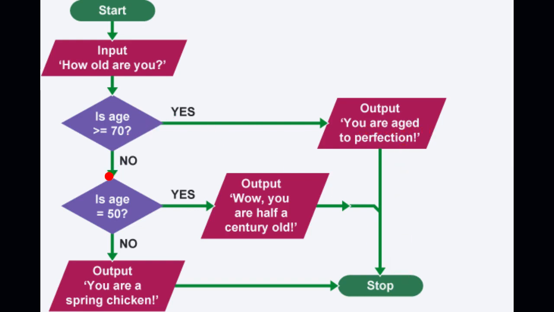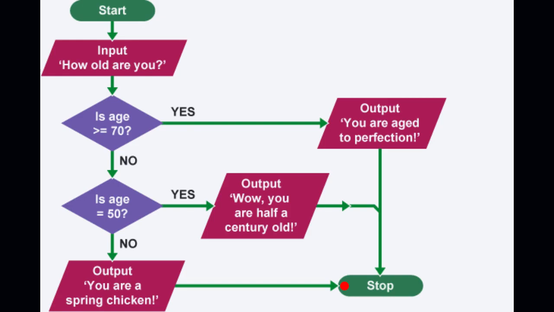Then it's not else, it's one more checking. If age is 50, you print, wow, you are half a century old. Then we're going to go to a stop. Else, we're going to go and say again, you are a spring chicken.